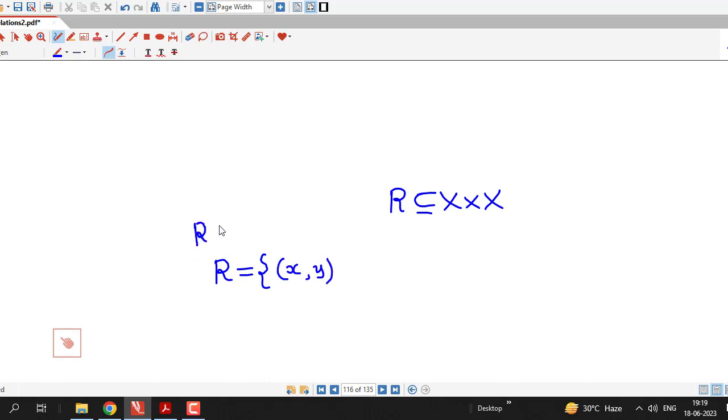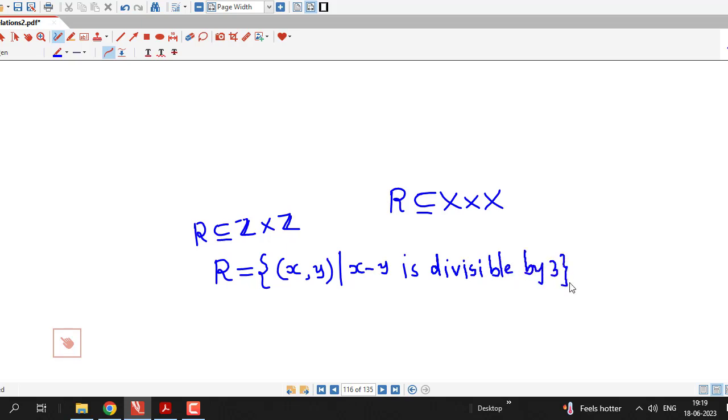Suppose R is a subset of Z cross Z, where Z is the set of integers, defined as R equal to the ordered pairs (x, y) such that x minus y is divisible by 3. We have seen that this relation R on the set of integers is an equivalence relation, and that we have shown in lecture number 31.